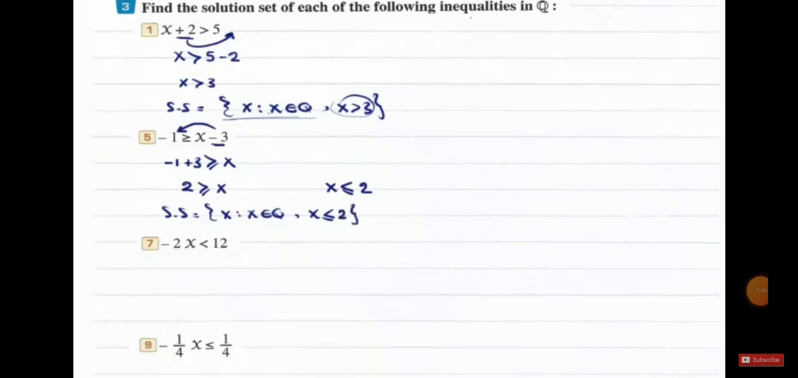Another example, x plus 2 more than 5, then x more than 5 minus 2, then x more than 3, then the SS equals 4, 5, 6, 7. Then we can say x, that x belongs to Q and x more than 3. Another example, negative 1 more than or equal x minus 3, then negative 1 plus 3 more than or equal x. Then we can say 2 more than or equal x, or x less than or equal 2. This is the same result. Then we can say SS, that x belongs to Q and x less than or equal 2.